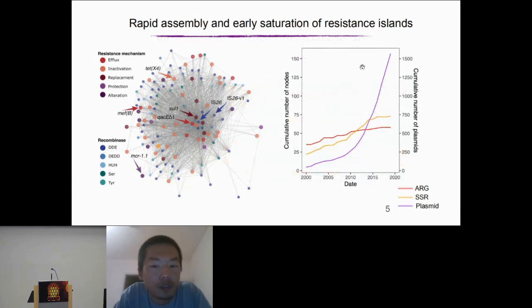I use the isolation data of the bacterial genomes, and I analyze the growth of this network along the timeline. I found the resistance network, the islands, assemble quite fast. And I observed an early saturation in the year about 2014, even though the sampling density of sequenced plasmids increased significantly after 2014.